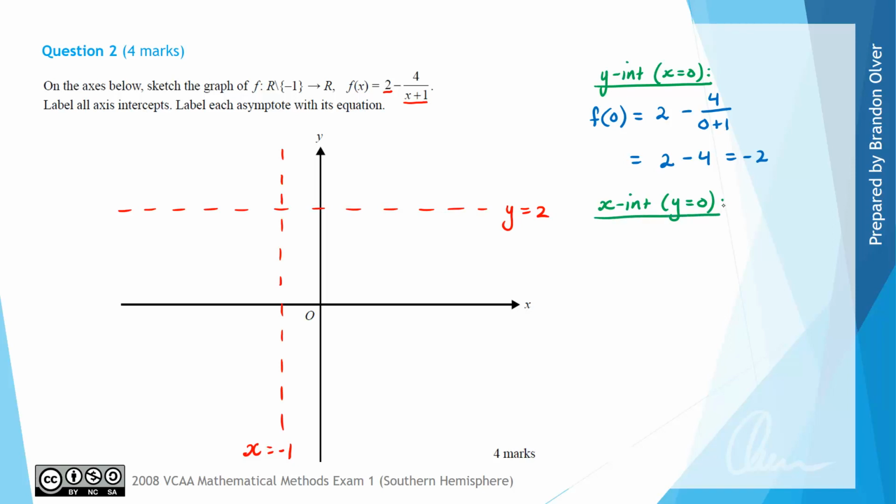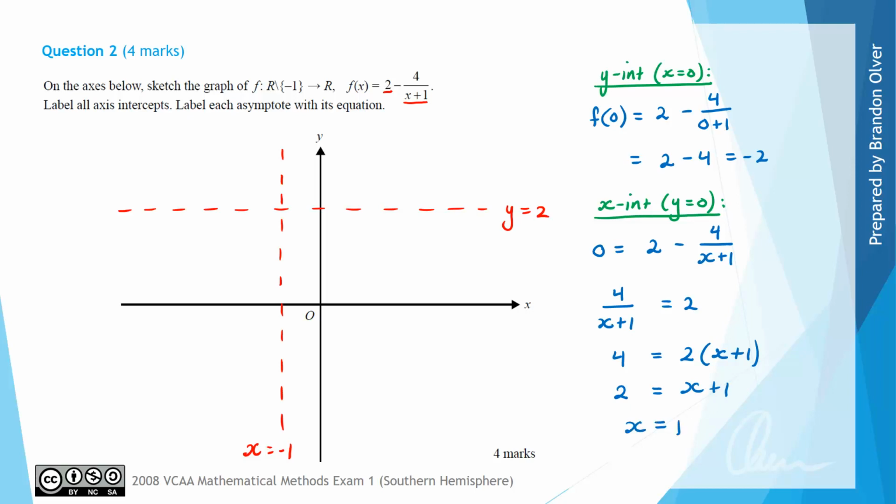Then we can determine the x-intercept, and to do that we let y equals 0 in our equation. So we have 0 is equal to 2 minus 4 over x plus 1. And then if we add 4 over x plus 1 to both sides, we have 4 over x plus 1 equals 2. And multiplying both sides of the equation by x plus 1, we get 4 equals 2 bracket x plus 1. And then we can divide both sides by 2 to give 2 is equal to x plus 1. And subtracting 1 from both sides, we get x equals 1.